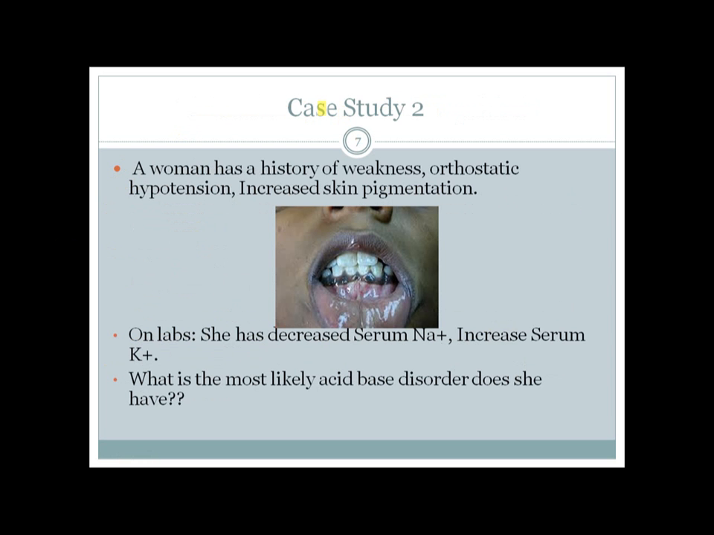Very good. Next, here we have a case. This is a woman who has a history of weakness, orthostatic hypotension, and recently increased skin pigmentation. You can see here the angles of the mouth have increased pigmentation, and the gums also have increased pigmentation. On labs she has a decrease in serum sodium concentration and an increase in serum potassium concentration. Can you tell me what is the most likely acid-base disorder that she's having? Pause for a moment.